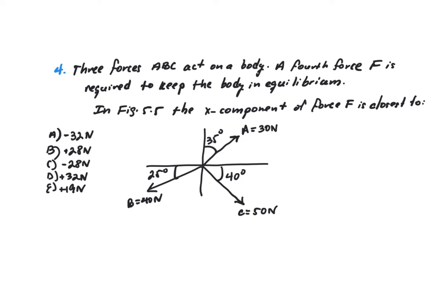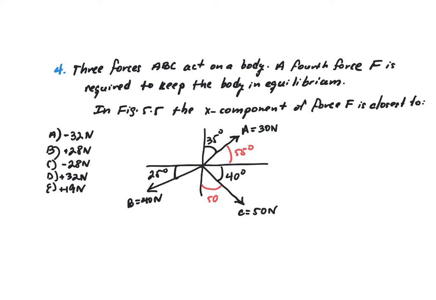So question 4 on the extra credit for test 2 states: three forces A, B, and C act on a body. A fourth force F is required to keep the body in equilibrium. In figure 5.5, the x component of the fourth is closest to. So we need to calculate the x component. By doing this, we're going to get the corresponding angle, which is 55.